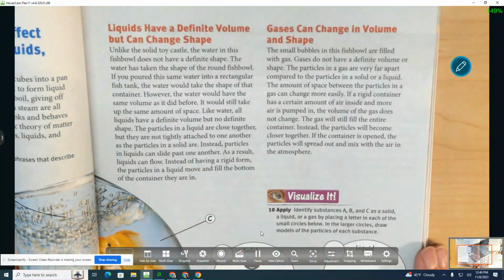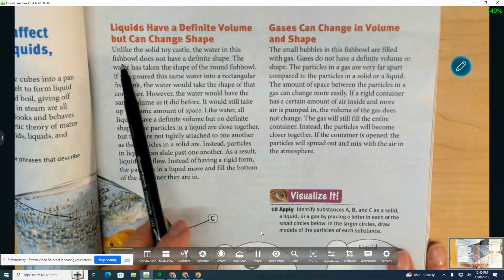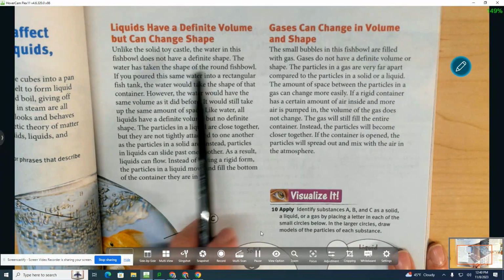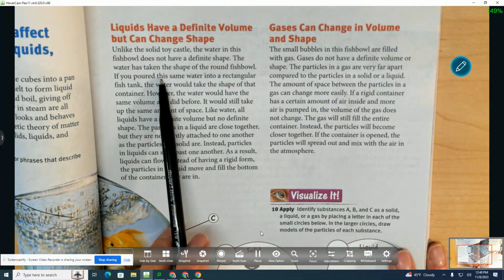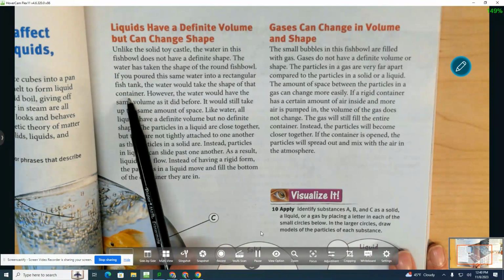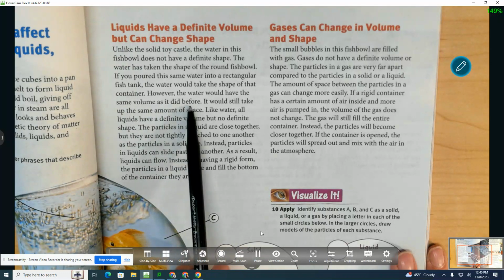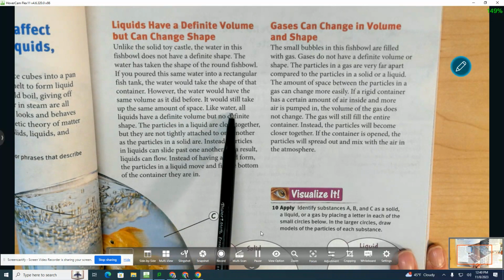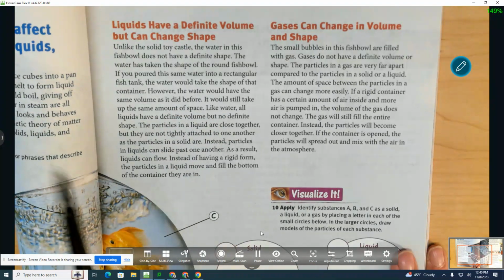Again, underlining those characteristics. Liquids have a definite volume but can change shape. Unlike the solid toy castle, the water in this fishbowl does not have a definite shape. The water has taken the shape of the round fishbowl. If you poured the same water into a rectangular fish tank, the water would take the shape of that container. However, the water would have the same volume as it did before. It would still take up the same amount of space. Like water, all liquids have a definite volume but no definite shape.